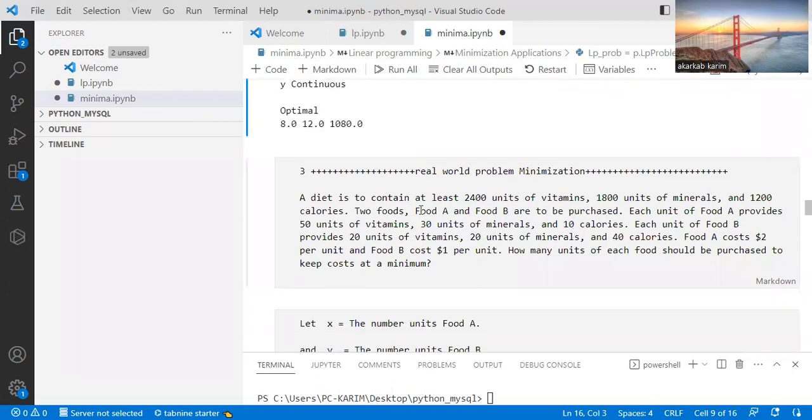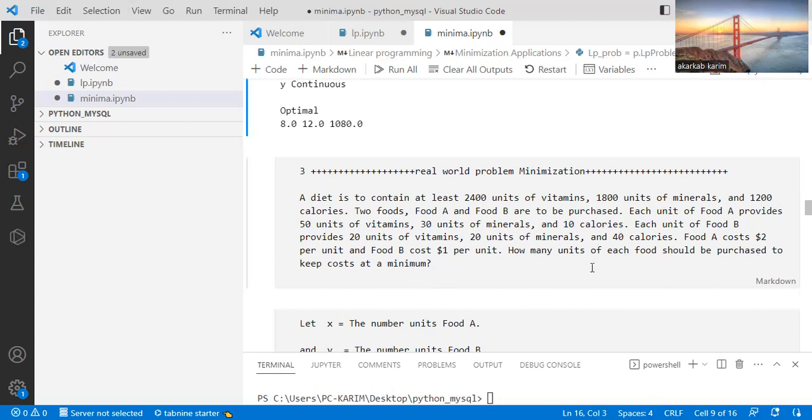A diet is to contain at least 2040 units of vitamin, 1800 units of mineral, and 1200 calories. Two foods, food A and food B, are to be purchased. Each unit of food A provides 50 units of vitamin, 20 units of mineral, and 10 units of calories. Each unit of B provides 20 units of vitamin, 20 units of mineral, and 14 calories. Food A costs $2 per unit and food B costs $1 per unit. How many units of each food should be purchased to keep the cost at minimum?